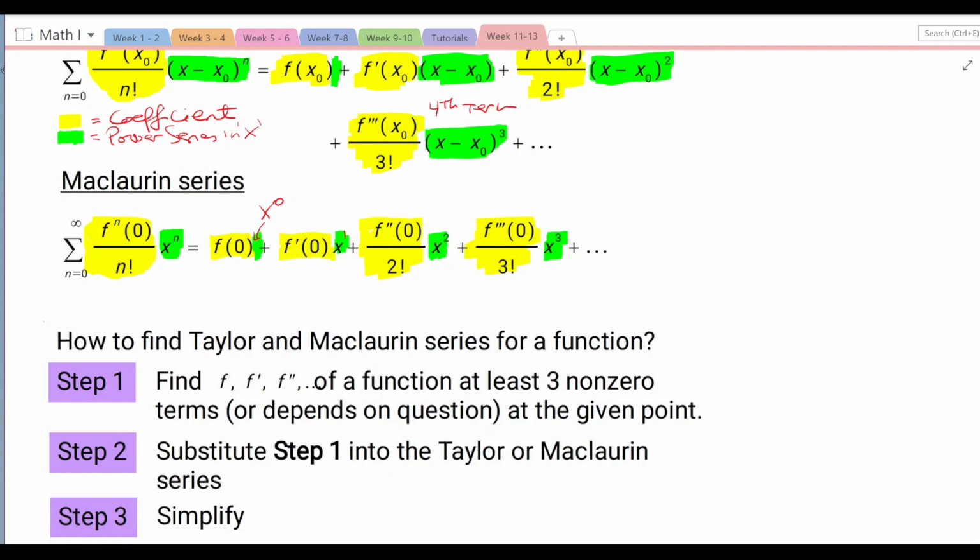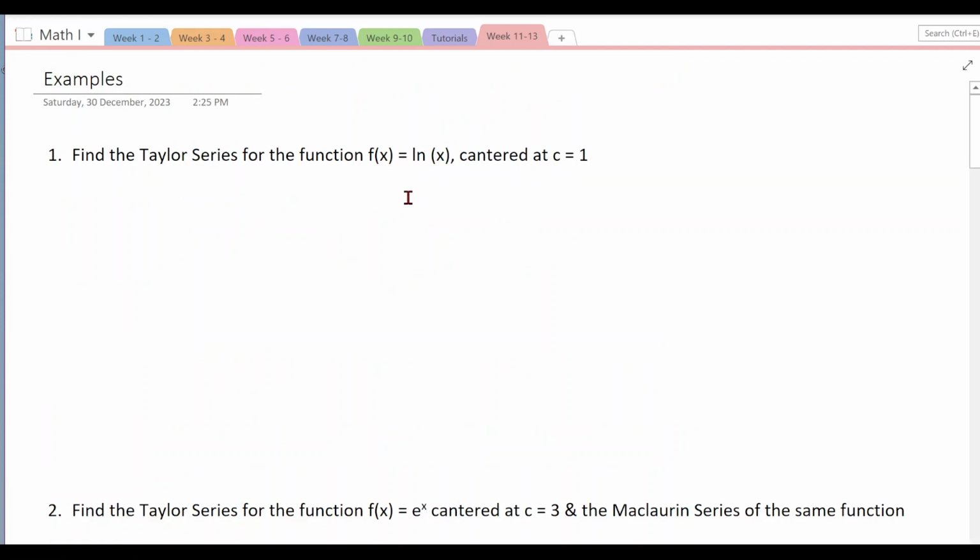We will do a couple of examples. So this is a question asking to find the Taylor series expansion for the function f of x equals ln x, centered at c equals 1. As mentioned, a Taylor series has a center value. If it is 0, then it is a Maclaurin series. So you can do the same thing. If you substitute c equals 0, then it is the same as Maclaurin's.